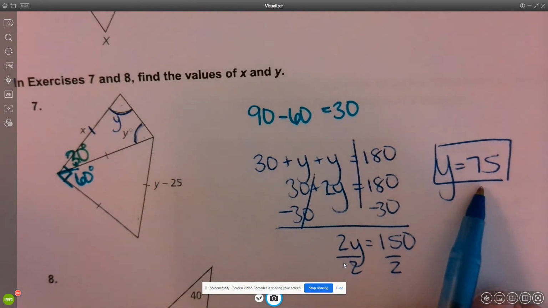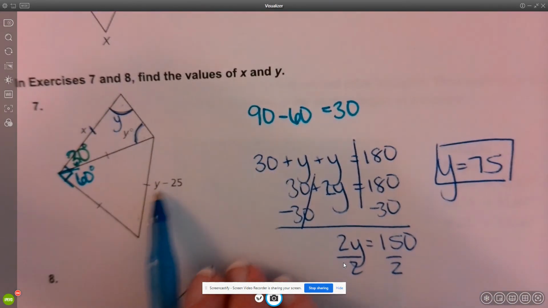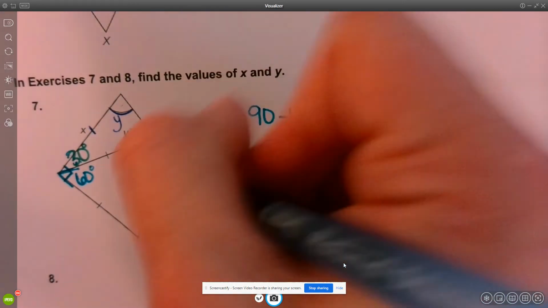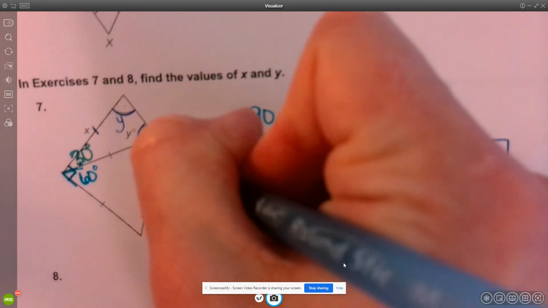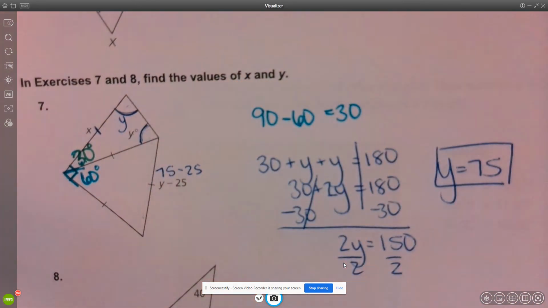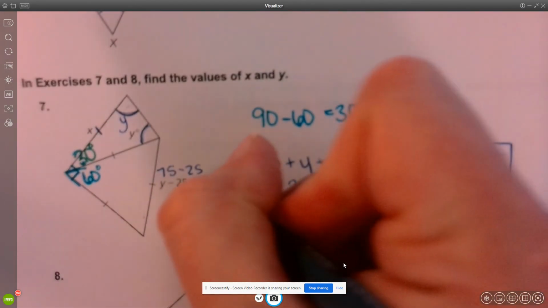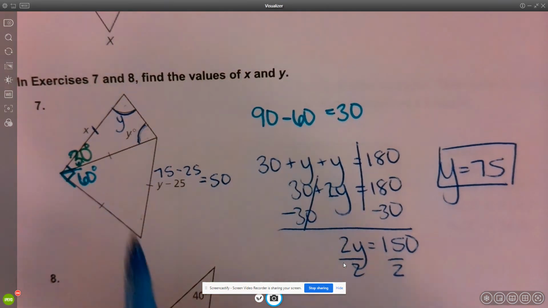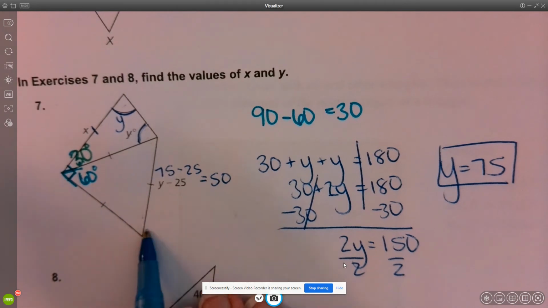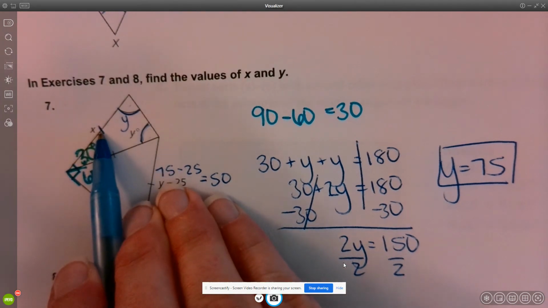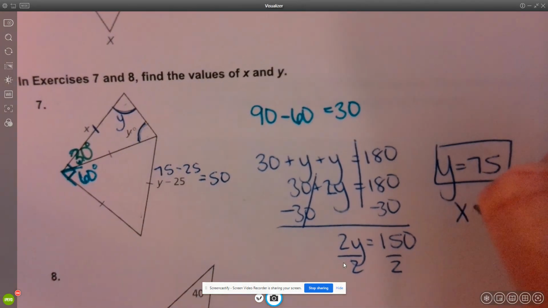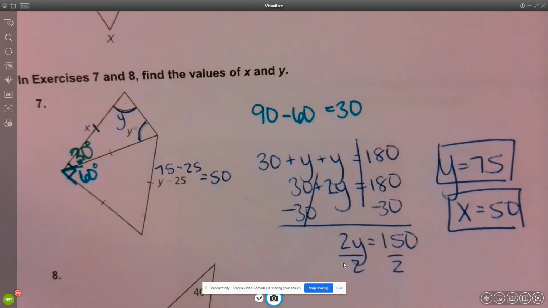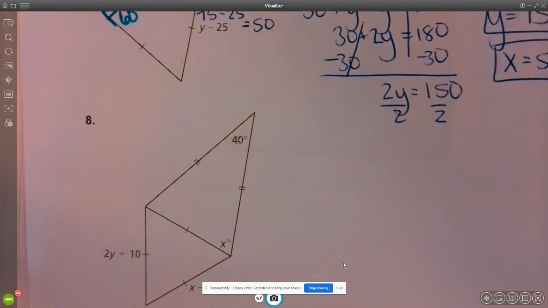To find x, I needed to know this side length. Now that I know y is 75, the length of this side is 75 minus 25, which is 50. So if this side has a length of 50, so does this side, which tells me x is equal to 50. Let's try another one.